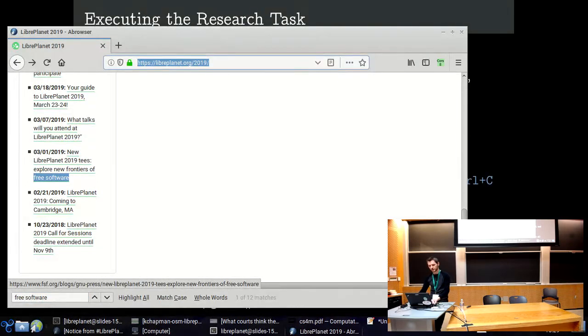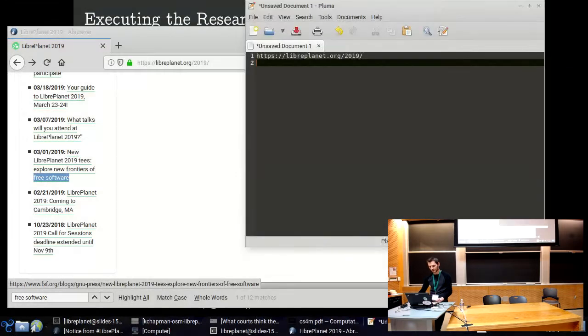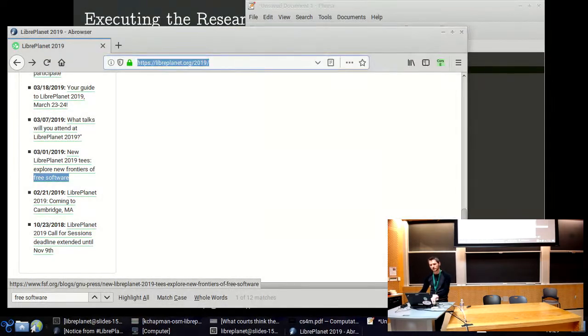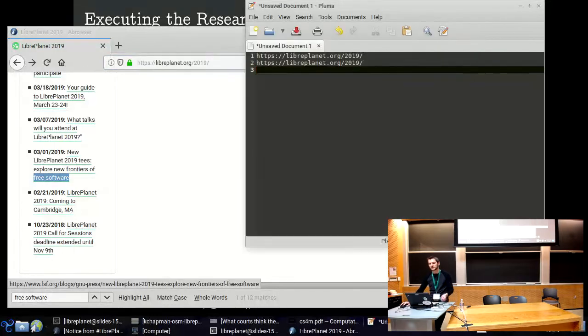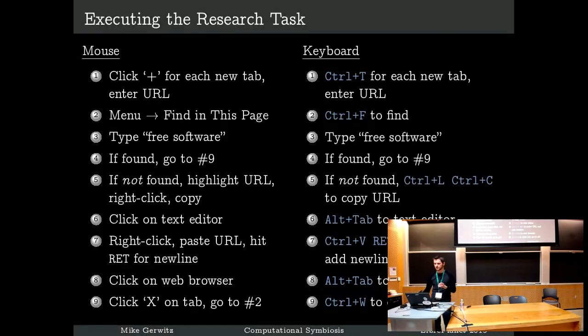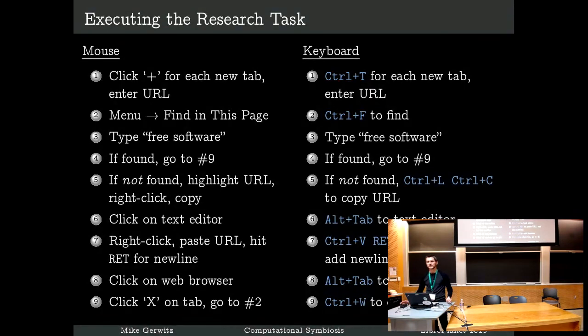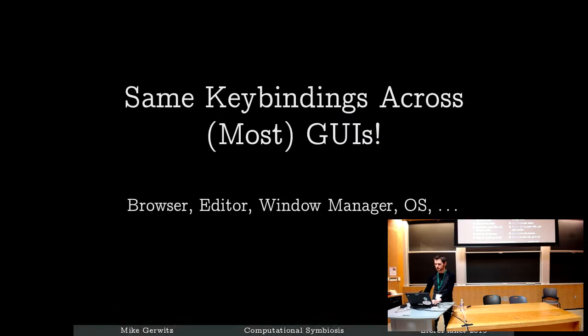We hit Control L, Control C to copy, Alt Tab to go over to our editor, Control V, enter, Alt Tab, and then Control W would close the tab. This feels a little bit more efficient. You can get into quite the flow with this. And interestingly, we also didn't have to touch the mouse. We didn't have to seek out those GUI elements each time. They were literally under our fingertips the entire time.